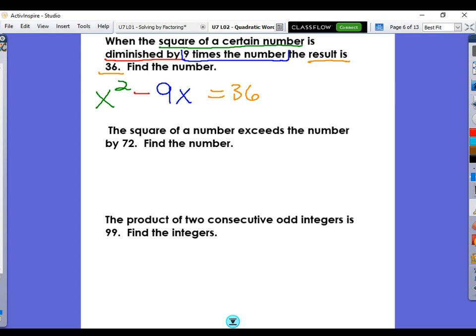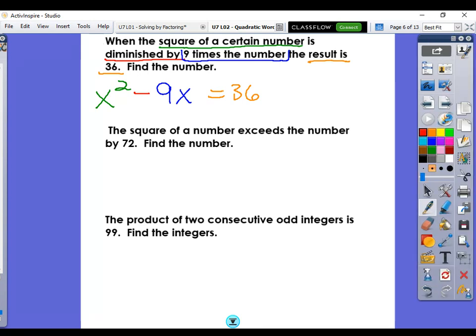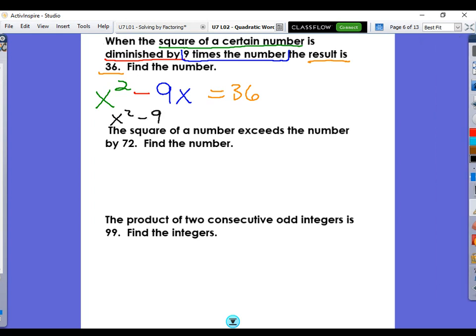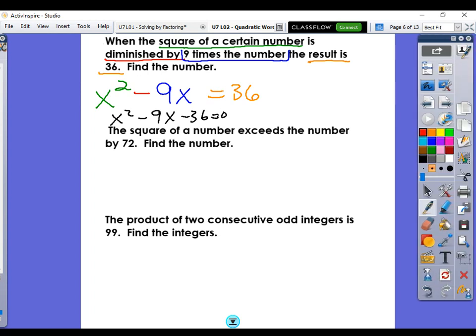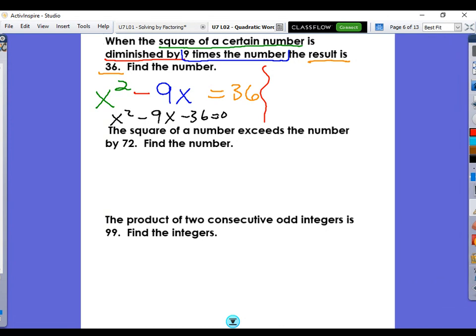We've created our equation. And I'm going to kind of speed up the rest of this so you can see the process here. But now that we've created our equation, we want to solve it. So let's get it equal to 0 first. X squared minus 9x minus 36 equals 0. And we can factor this. This meets our little criteria. Remember the secret where our a value is 1.